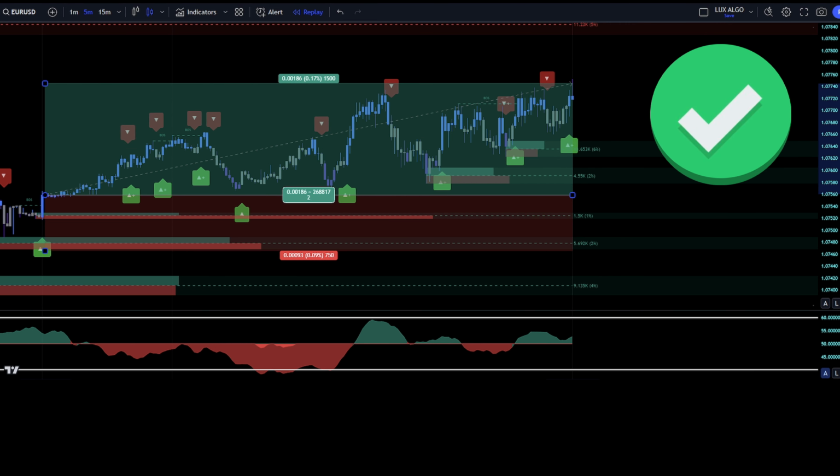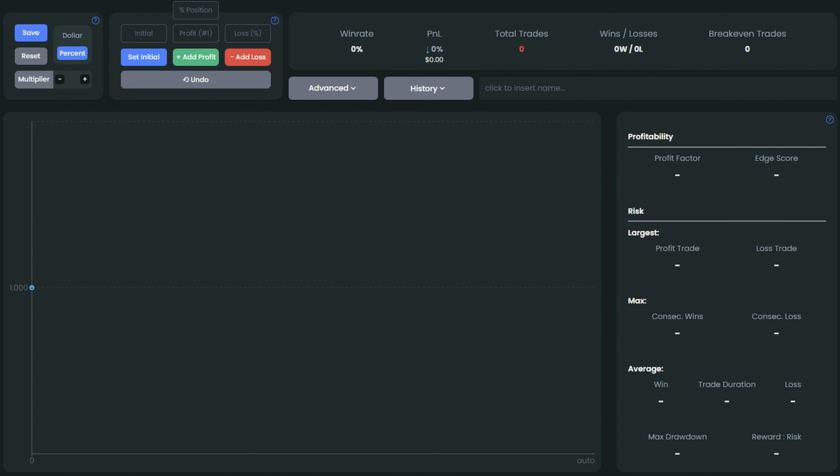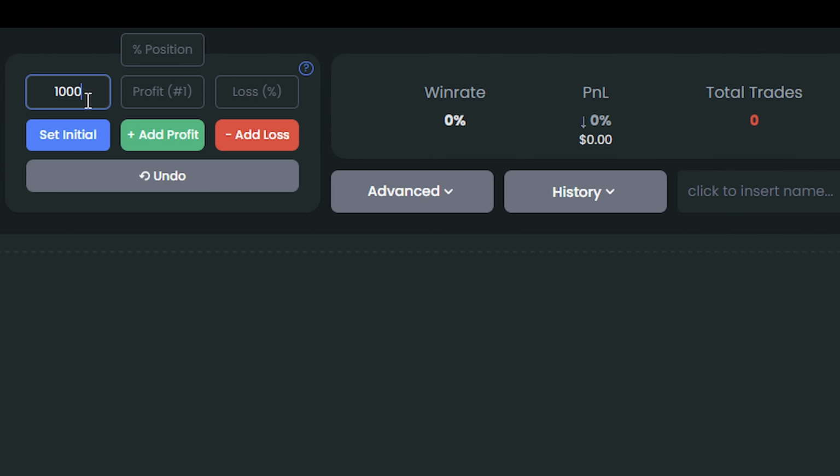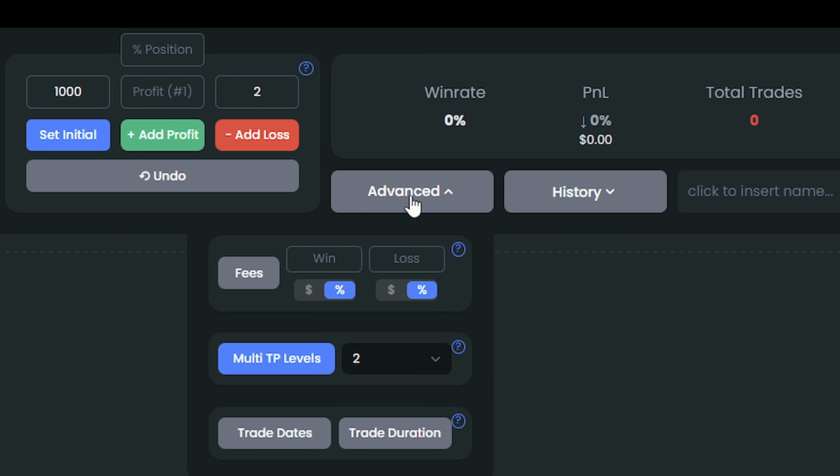There we go, the market just triggered our second target. Now let me show you how I'm going to be doing the backtesting. So first of all, I'm going to set the initial account size at $1,000. The risk per trade will be set at 2%. And now I'm going to need to add 2 take profit levels. And since I'm taking half of the position off when the price action reaches the first target, I'm going to have to set the position percentage at 50%.